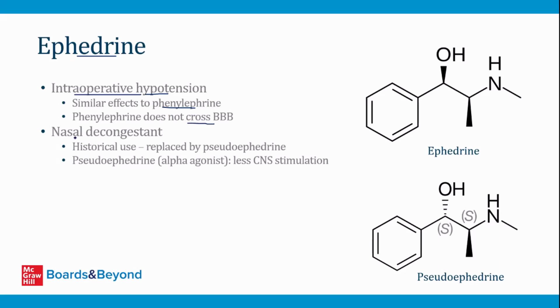Ephedrine used to be used as a nasal decongestant, although this is historical. It's been replaced by pseudoephedrine. Pseudoephedrine is a direct alpha agonist that I talk about in other videos. It causes vasoconstriction, so your nose won't be so congested.